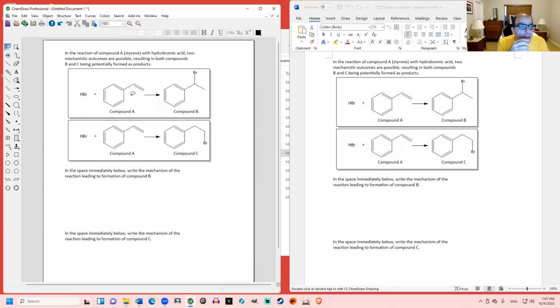So this is showing the reaction of an alkene with HBr. That's a mechanism we went over a lot in class. So the reaction that leads to formation of compound B puts the bromine on the middle carbon. And in order to get that, we need to break the carbon-carbon pi bond like this. That's not the best arrow.